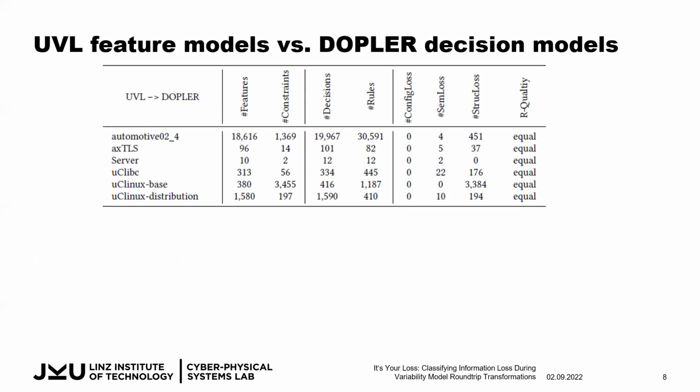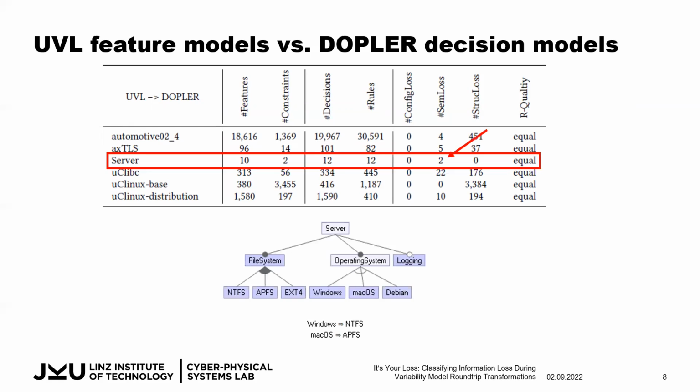Due to time, I focus then on the transformation from UVL to Doppler and vice versa. We transformed six UVL models to Doppler. First off, I would like to start with this easy example of the server UVL model, which had in total 12 decisions and 12 rules. When we transformed it back, we found that we had two semantic losses, but no structural losses and configuration losses. Two semantic losses caused by the abstract features, which were not abstract anymore, but from structure and everything else, the model was identical, except for the two abstract features.